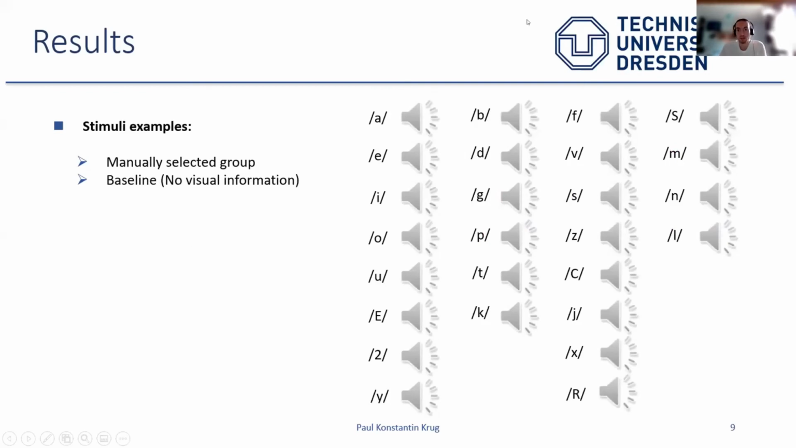And I can quickly show you some. I brought, as examples, the manually selected group, which represents basically the highest quality that we can achieve with this kind of simulation.